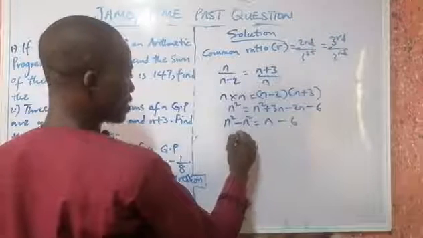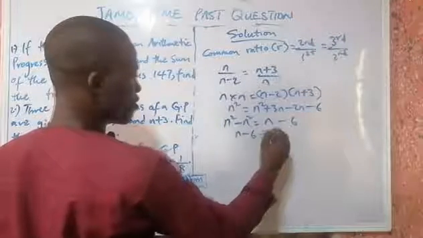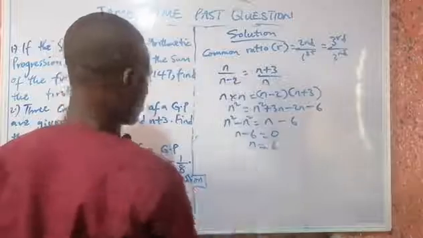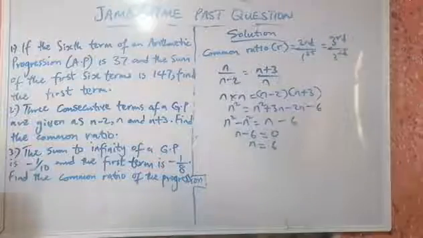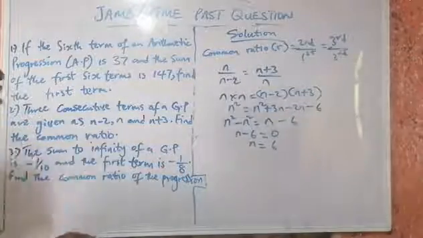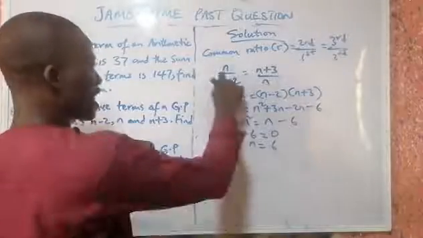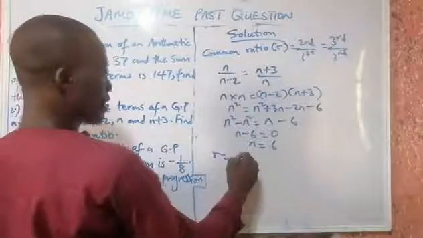So I can see that what? N minus 6 equals, this one will give me what? 0. And my n is actually what? 6. So if my n is 6 and they want me to calculate what? The common ratio, which is what? R. I can use any of this relation to calculate my common ratio.